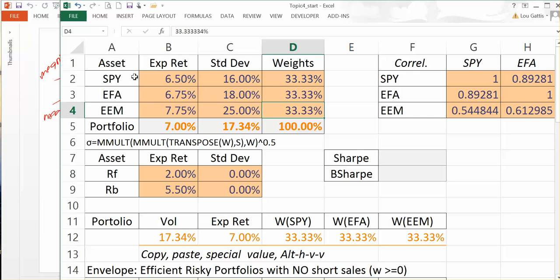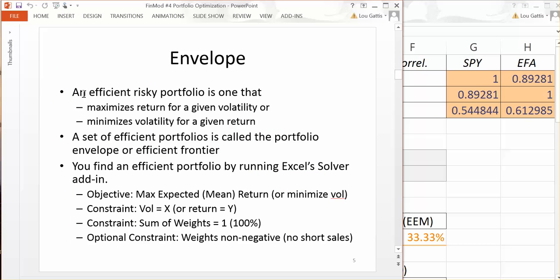So if I could hold any of these assets in isolation, say put all my money in SPY, EFA, or EEM, what I'd rather do is build a portfolio of these assets. If I just took an equal weight portfolio, that would be an expected return of 7.5 and a standard deviation of 17.34. But what I can try to do is build optimal portfolios or efficient portfolios. Efficient portfolios are those that maximize return or minimize risk given constraints on the other. A set of efficient portfolios is called an envelope or efficient frontier, and you find that by running Excel Solver.